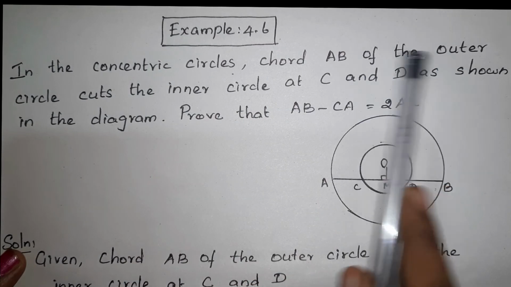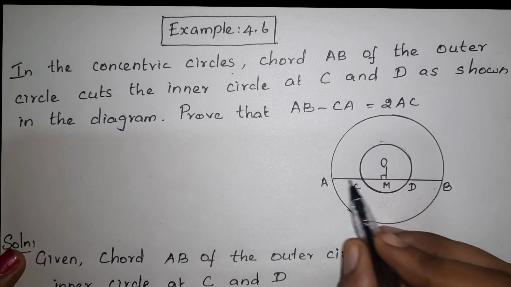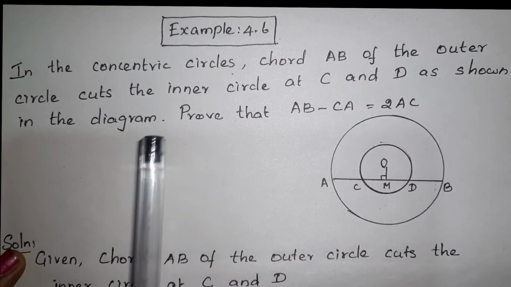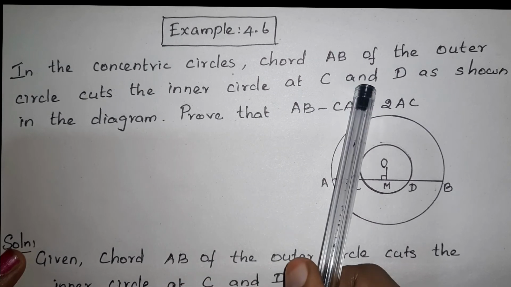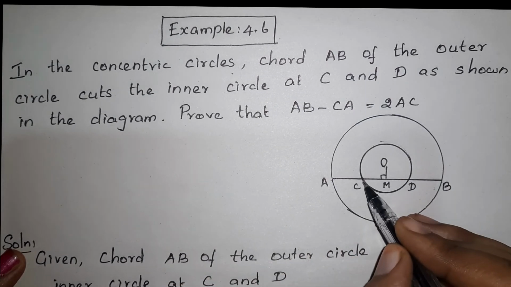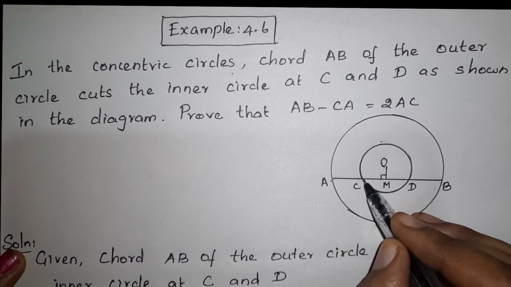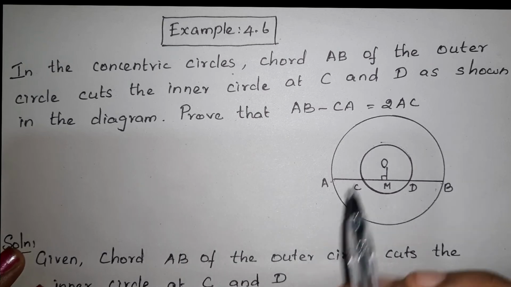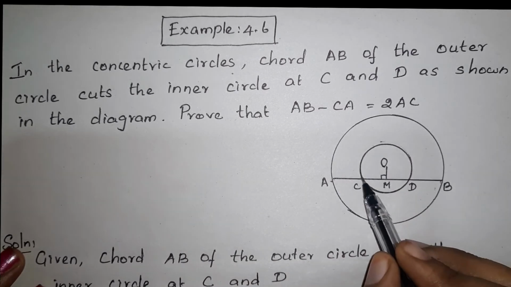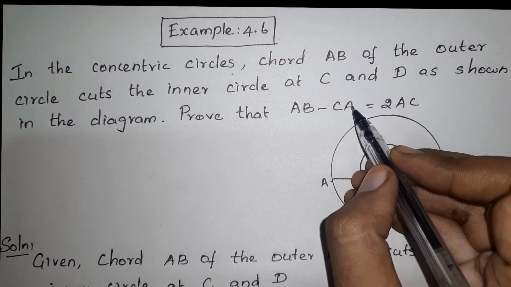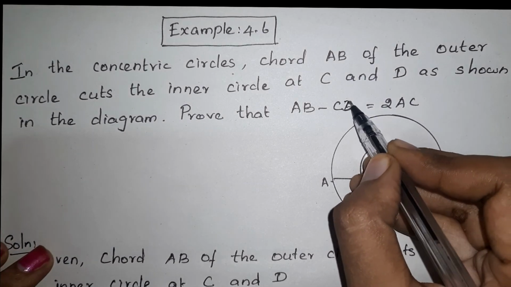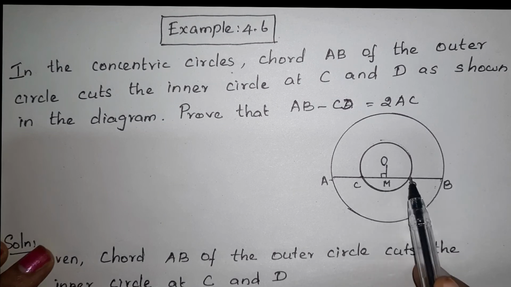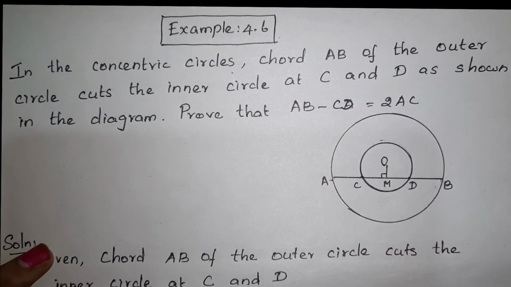Chord AB of the outer circle. So chord means, you know, AB is the chord of the outer circle. So this AB cuts the inner circle at C and D. So it is cutting the inner circle. It is given in the question. Okay. We have to prove that this AB value minus this CD value is 2 times AC. We have to prove that.